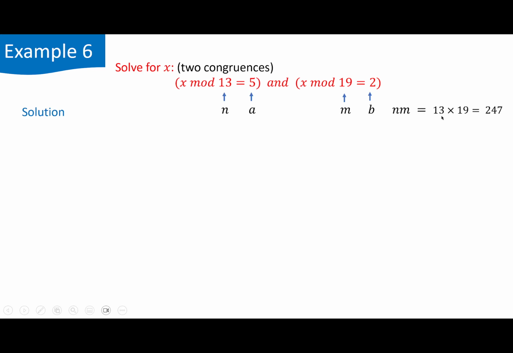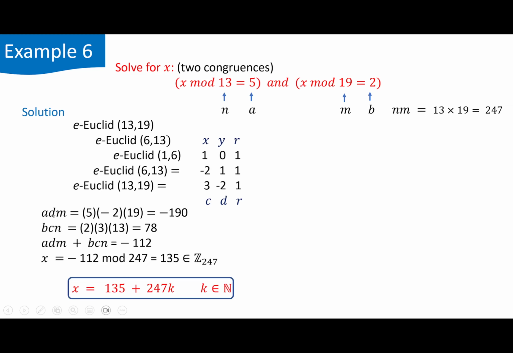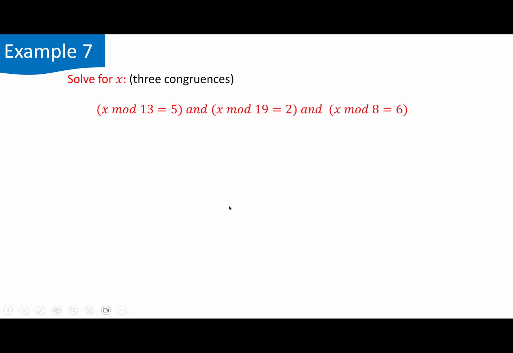Now NM is 13 times 19, which is 247. So now you apply the algorithm here, you find these numbers. Now again, you just substitute: ADM, BCN is 78, add them is 100 minus 112, and minus 112 mod 247 is 135. So the answer is 135 plus 247k.